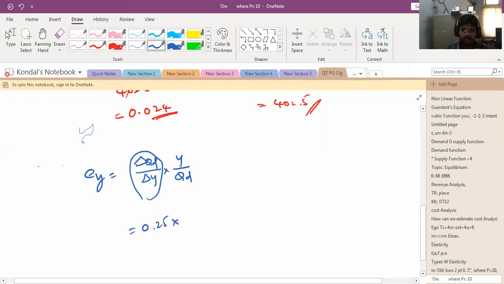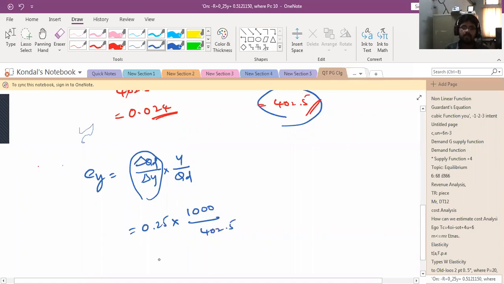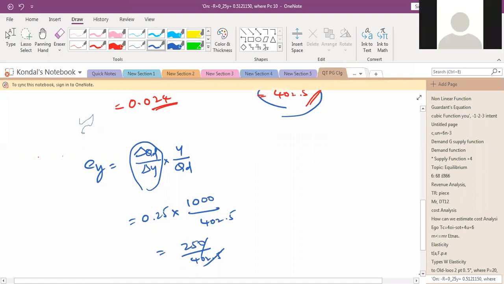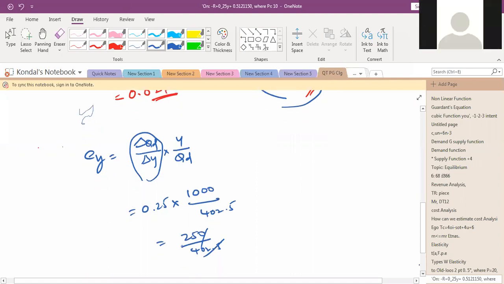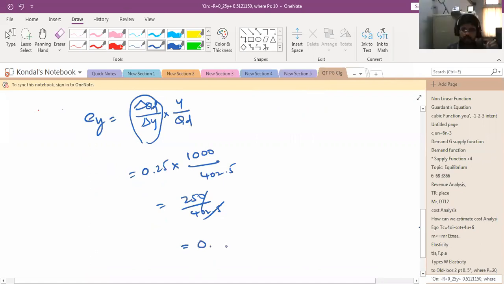So what is the income value they have given? 1000, right? And Qd, whatever we have calculated, that is the final Qd, that is 402.5. So here 0.25 into 1000. How much will you get? 250 divided by 402.5. So when you cancel it, how much will you get? 0.62, right?